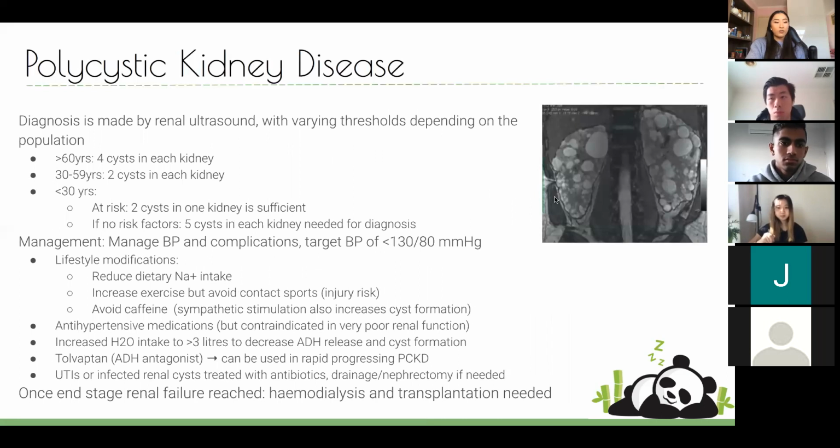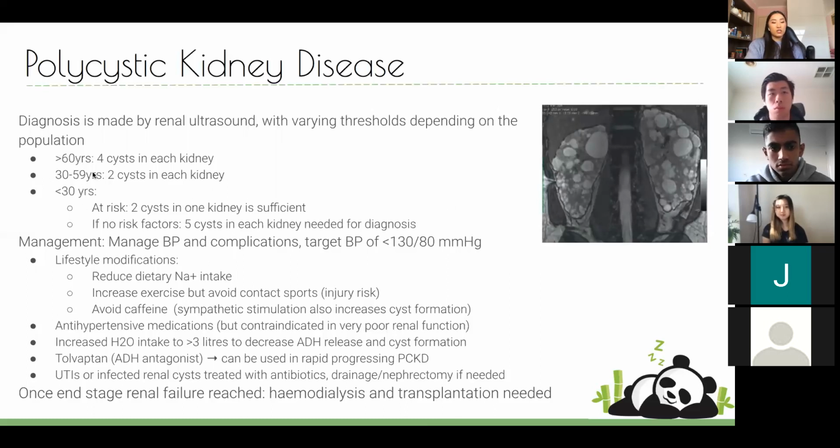The diagnosis of polycystic kidney disease is by renal ultrasound, and there are varying thresholds depending on what age and risk population you're in. But essentially, this is what you see. You would see fluid-filled sacs, you'd count them up, and then you'd see if they meet the criteria. You can see it really doesn't take many to be diagnosed, and polycystic kidneys tend to actually have much more than just this threshold.